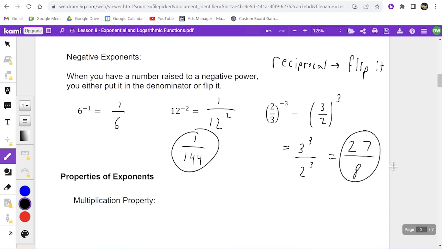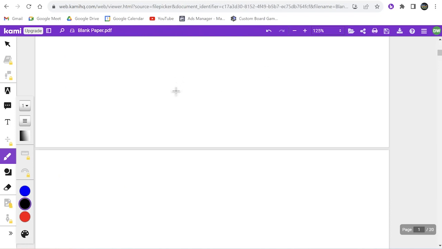Hopefully that makes sense. By the way, one example I should have included but didn't. Let's say I have 1/4 to the negative second. In other words, it's in the denominator. Well, then you're going to put it back in the numerator. And so that's what that would look like. If it's already in the denominator, it goes to the numerator, and that would obviously be 16. Okay, any questions there?